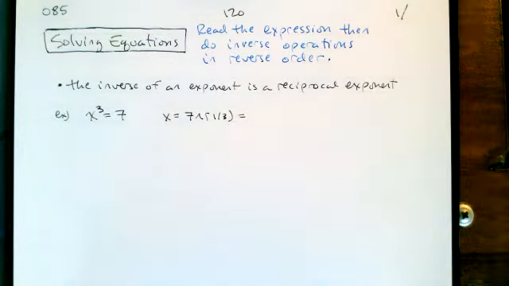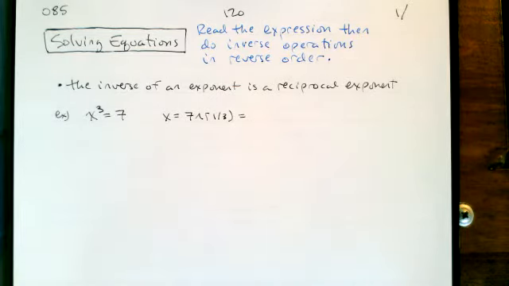So let's remind ourselves of the important things that we've talked about so far in solving equations. We know that addition and subtraction are inverses, and we also know that multiplication and division are inverses. That left us with exponents. We had three operations: addition, multiplication, and exponents. The inverse of an exponent is a reciprocal exponent. So if we want to solve x to the third is equal to 7, then the inverse operation is that x is raised to the 1/3 power.